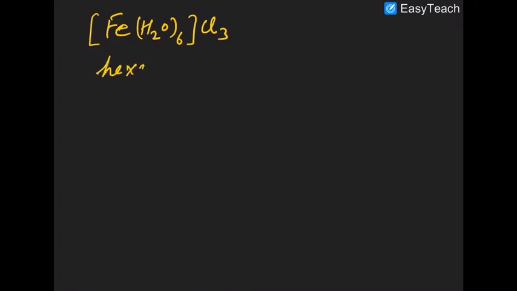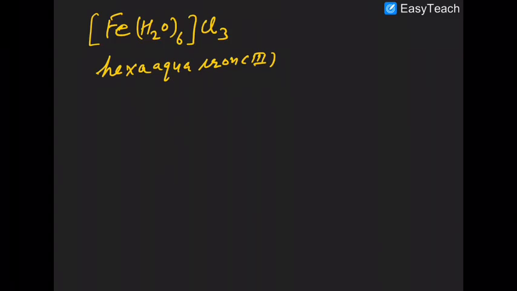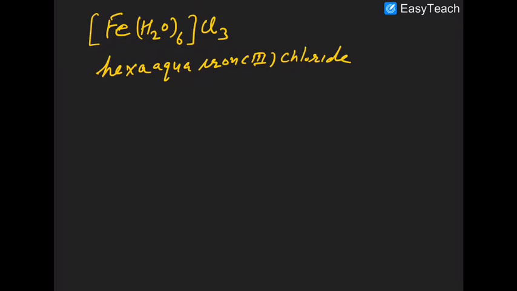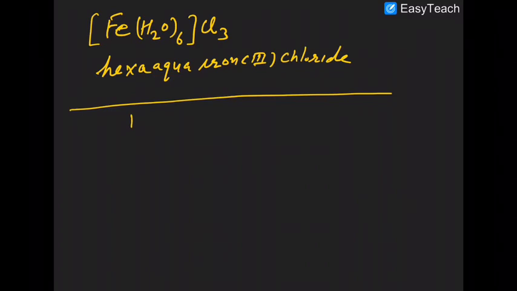Now look at that. Iron hexaaqua Cl3. So here iron is in the +3 state. So what will you write? You will write hexaaqua iron 3 chloride. So here also the complex is a cation. But now let us suppose it is written like that.